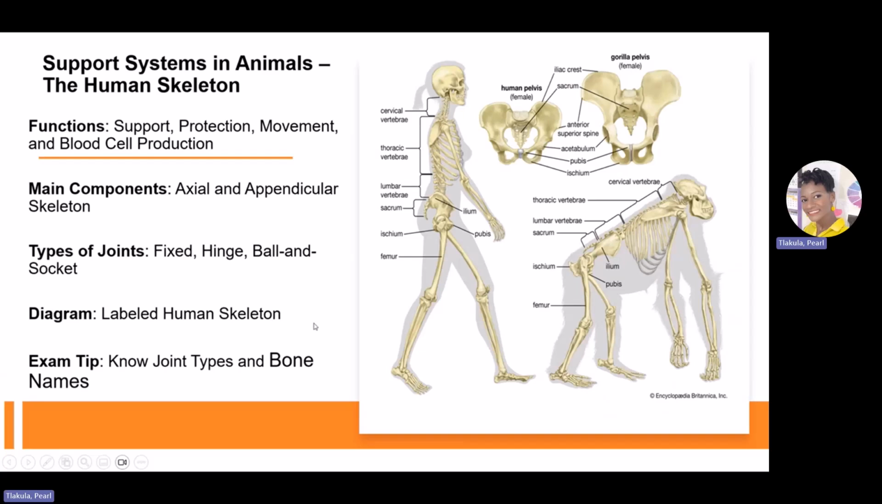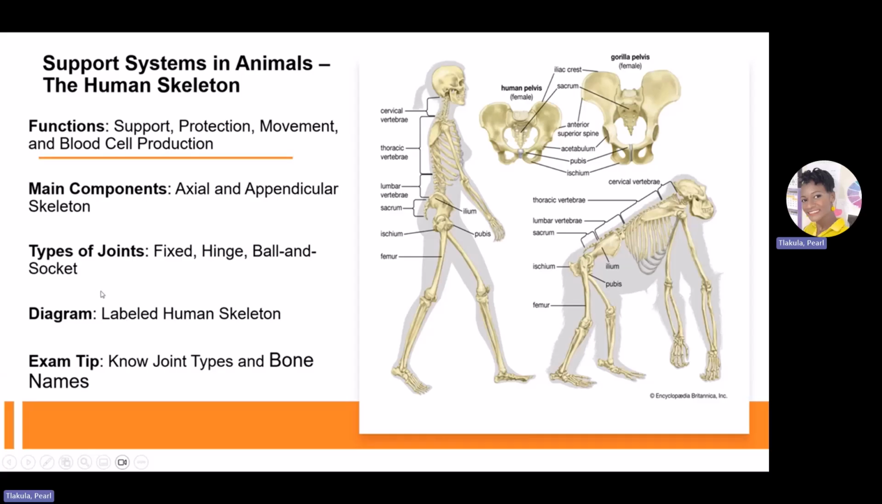So also remember to revise on the support systems in the animals, especially the human skeleton. As we have mentioned, its functions are to support, protect, and for movement and for blood cell production. So the main components will be the axial and the appendicular skeleton. So also learn about the types of the joints.